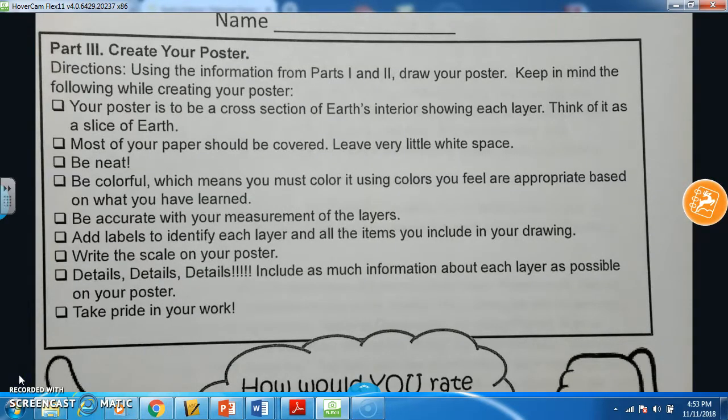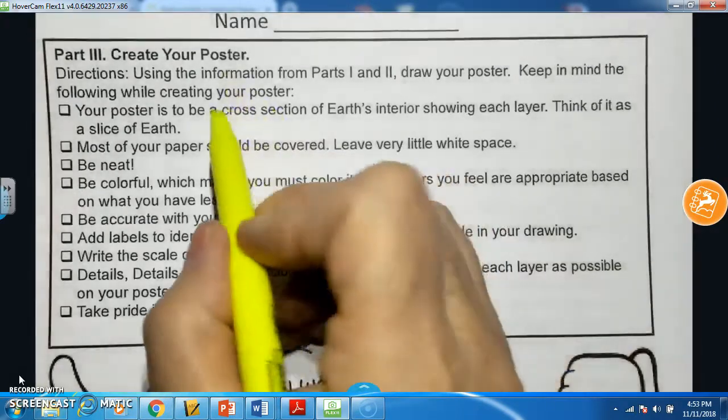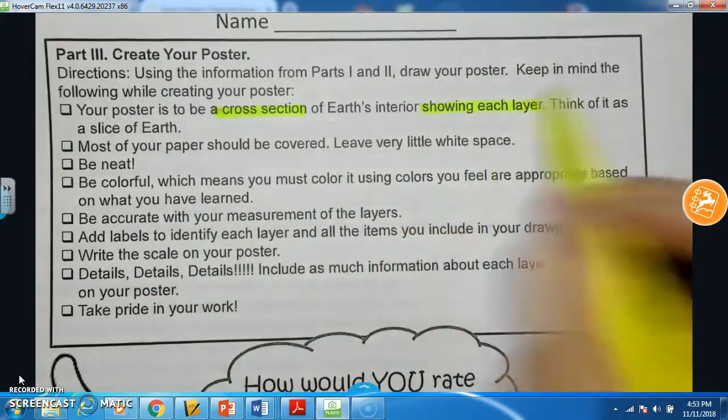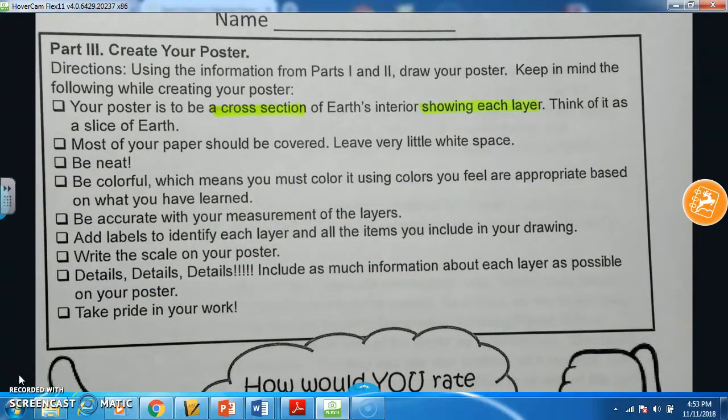Day 3 is your last independent day to work, and this is when you will be creating your poster, and I have the poster that I want you to use, so don't work ahead because you'll have to do it over again. So I will have a piece of paper that you will be given, and your directions are included in the packet. Using the information from parts 1 and 2, draw your poster. Keep in mind the following while creating your poster because this is how you will be graded. Your poster is to be a cross-section of Earth's interior showing each layer. So it must be a cross-section and it must show each layer. Think of it as a slice of Earth.